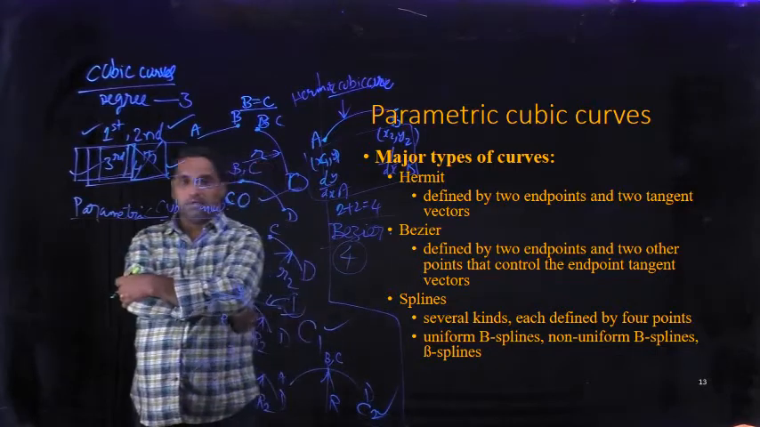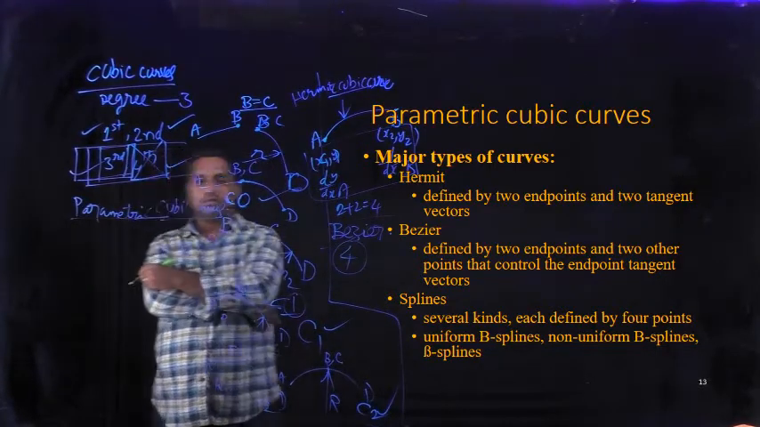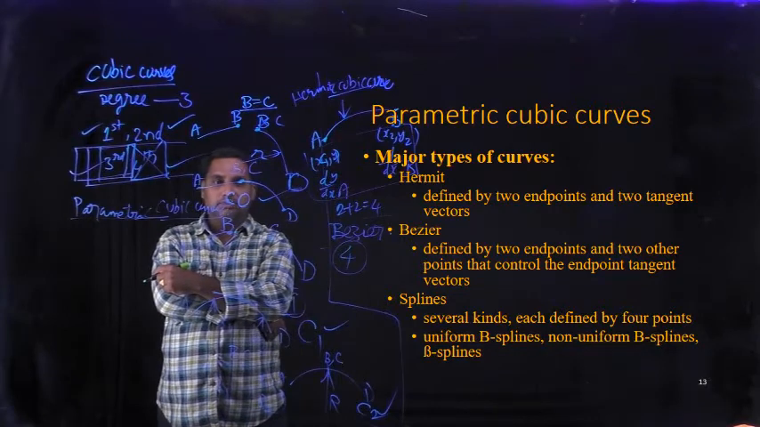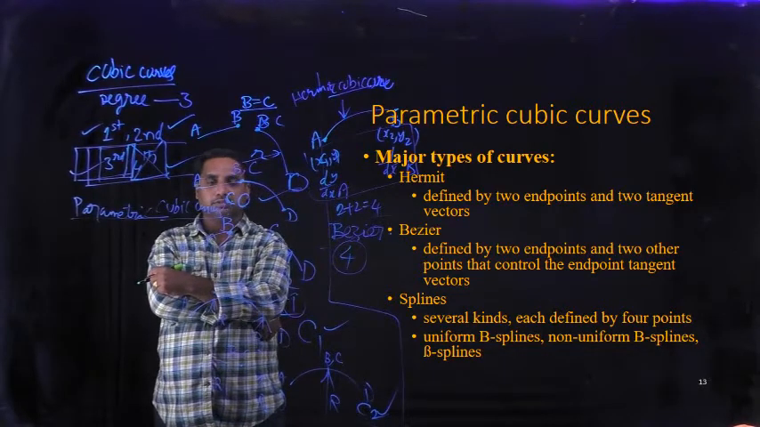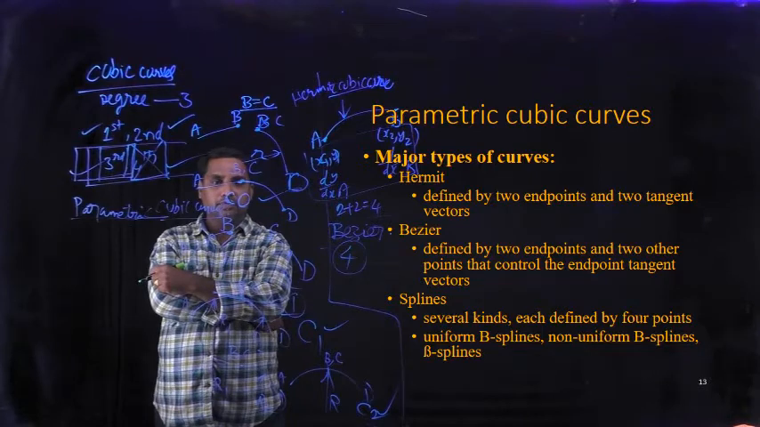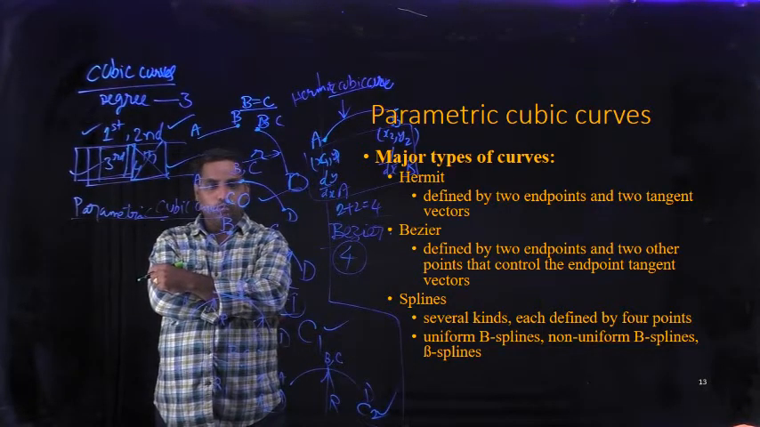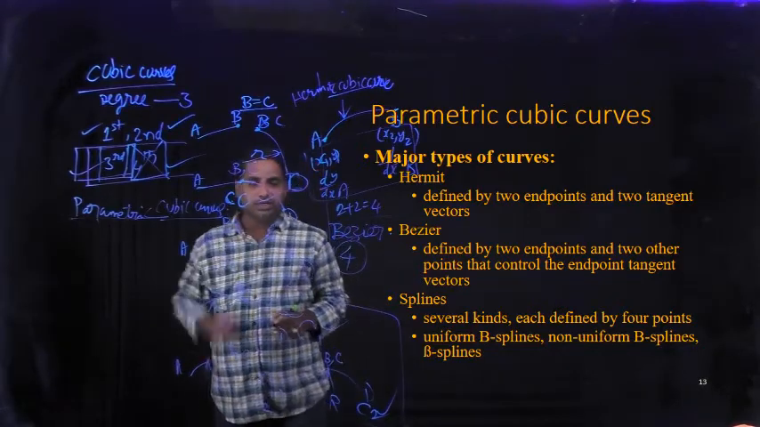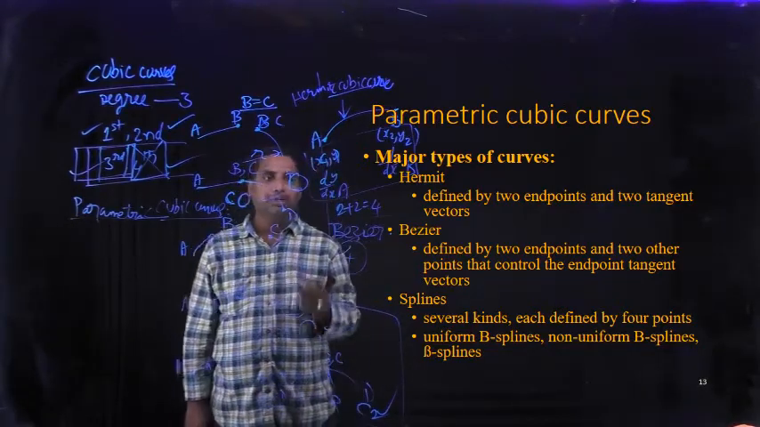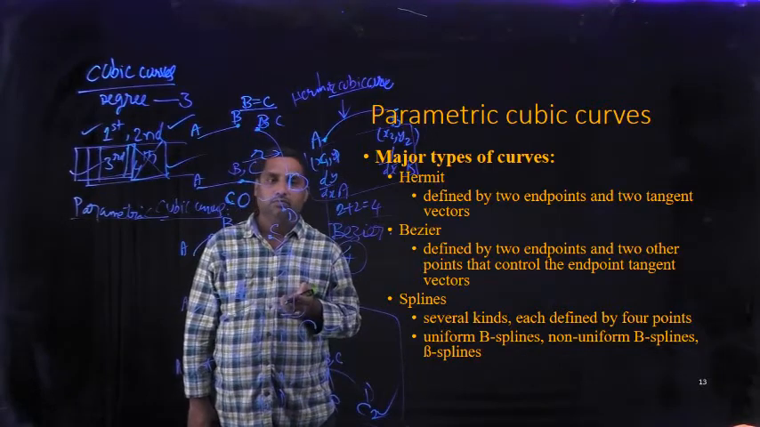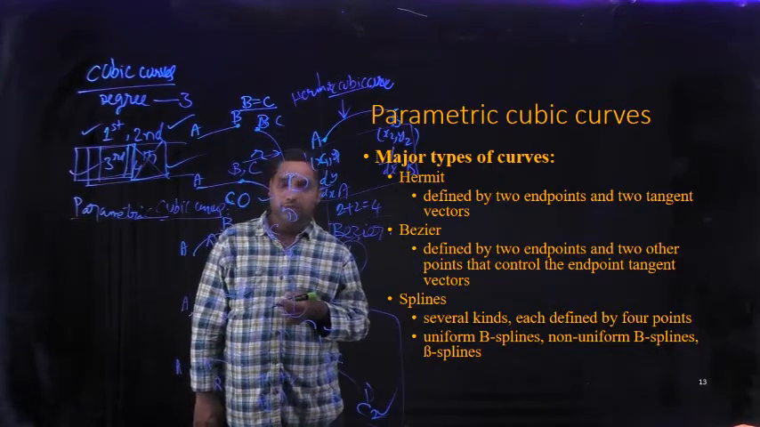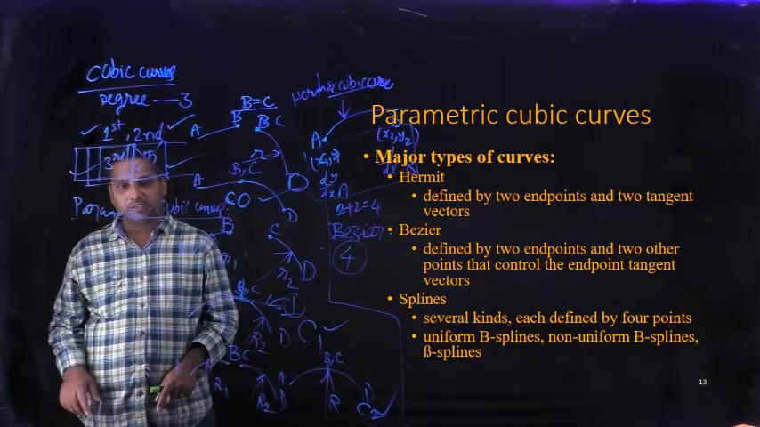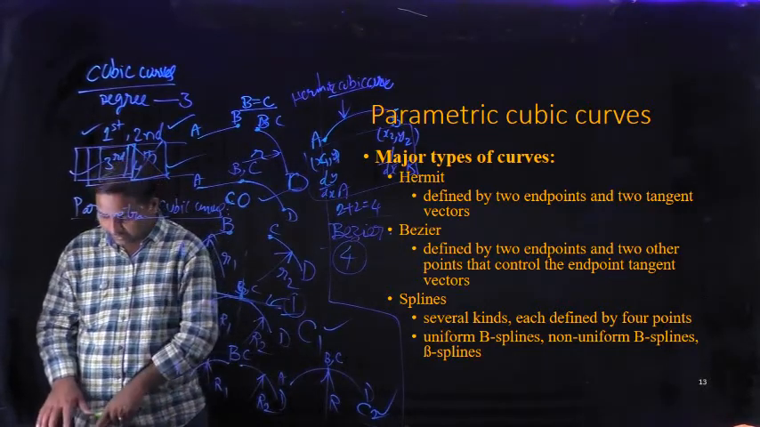Cubic curve. Okay, next is splines. Splines also, cubic splines. Several kinds of splines are defined by points: uniform B splines, non-uniform B splines, and so on. Anyway, for cubic curves, we require 4 boundary conditions, whether it is Hermite or Bezier or spline. 4 conditions we require. Then easily you can derive the equation. Next, we can move on to the next slide.